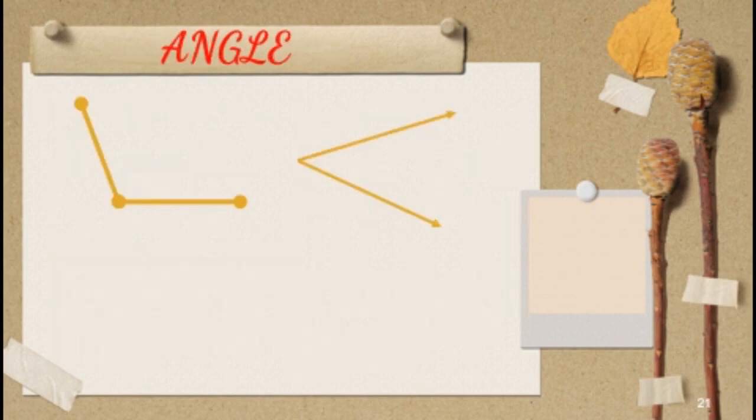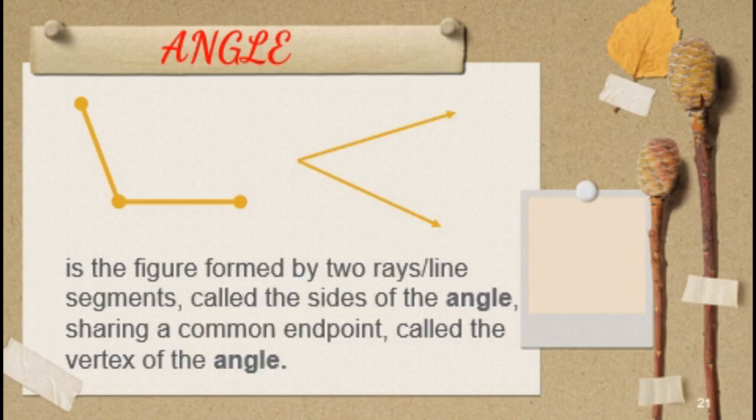Next, angle. Angle is the figure formed by two rays or line segments called the sides of the angle, sharing a common endpoint called the vertex of the angle. Always remember when the line segments or rays intersect at one point, they form angle. Alright?